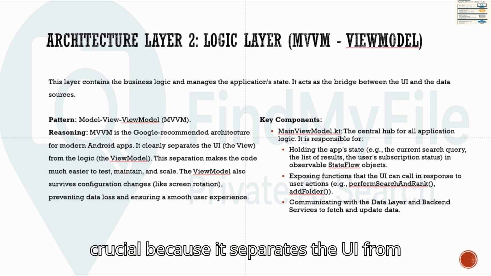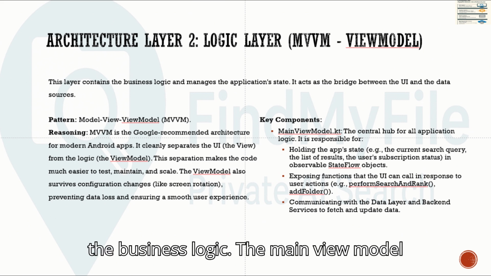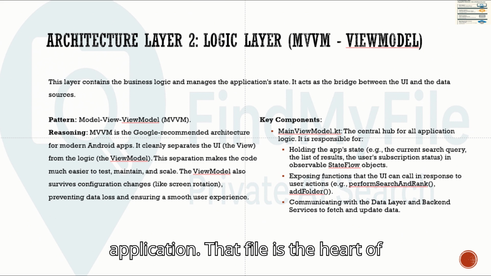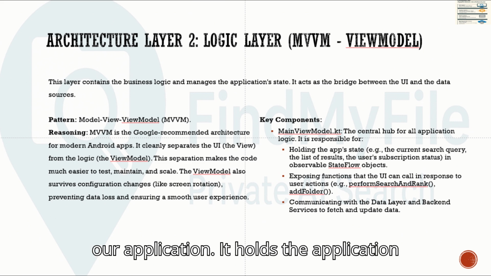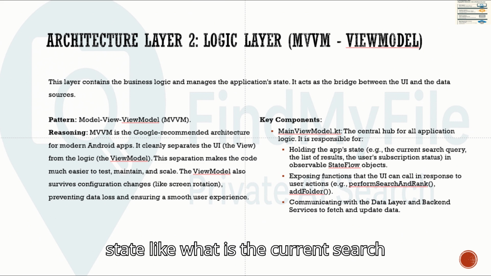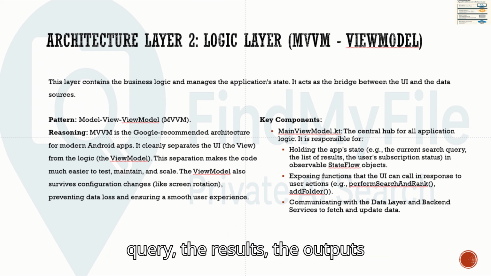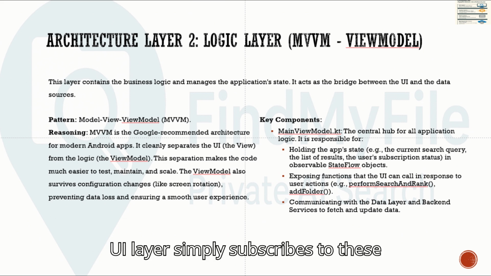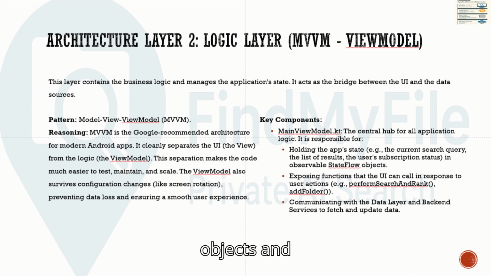This is crucial because it separates the UI from the business logic. The main view model.kt file, so KT stands for Kotlin, is the heart of our application. That file is the heart of our application. It holds the application state, like what is the current search query, the results, the outputs, and all of this as observable state flow objects. The UI layer simply subscribes to these objects and updates itself based on data changes or state changes of these objects.